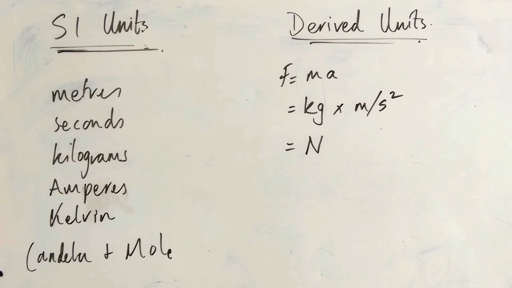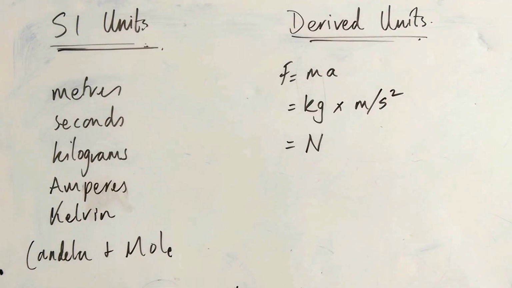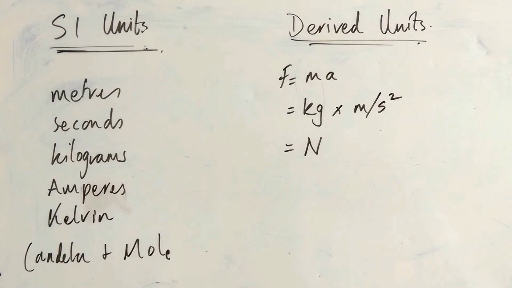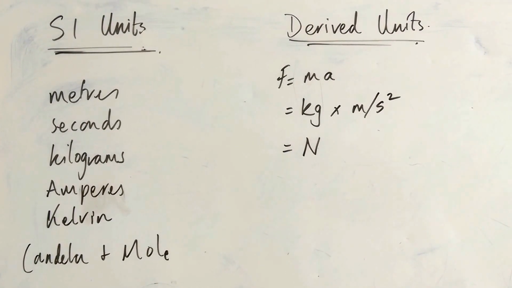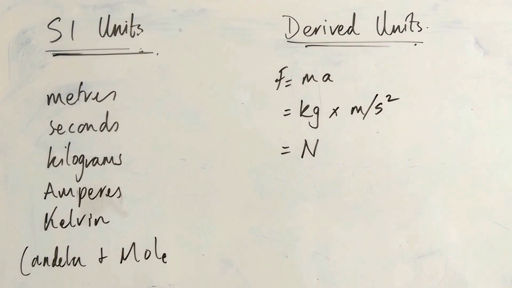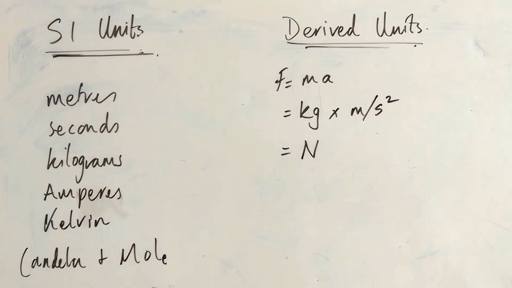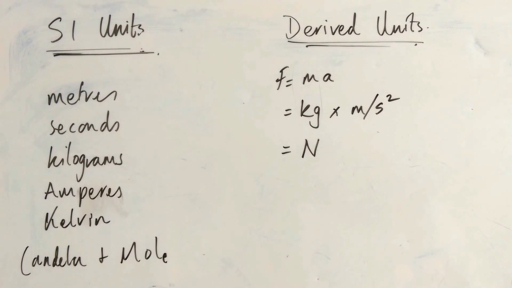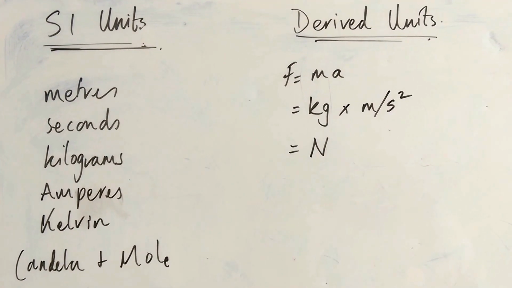So for example, a newton is not a base unit, it's actually derived from other units. The newton is a unit of force. So if we take Newton's second law, F equals ma, force is mass times acceleration. The unit of mass is kilogram, the unit of acceleration is meters per second squared. So a newton is a kilogram meter per second squared.